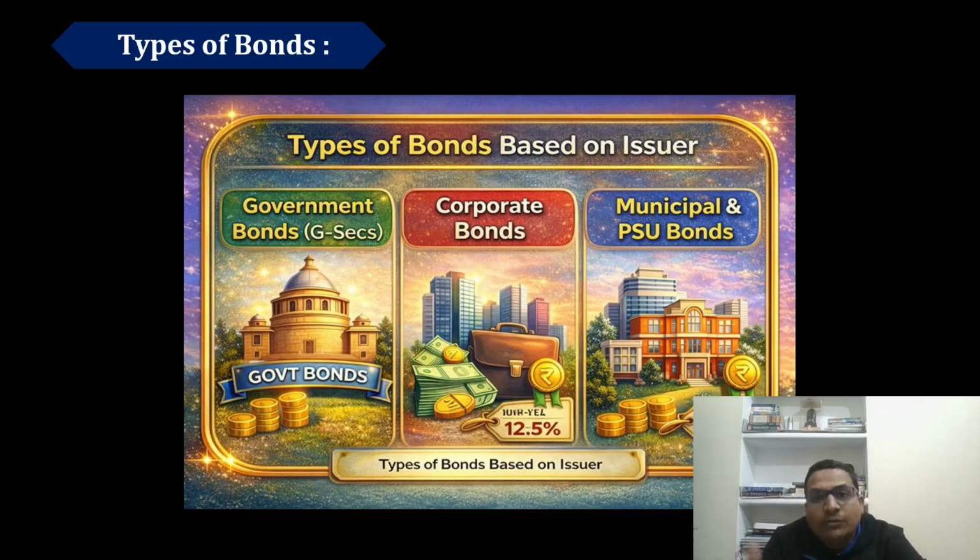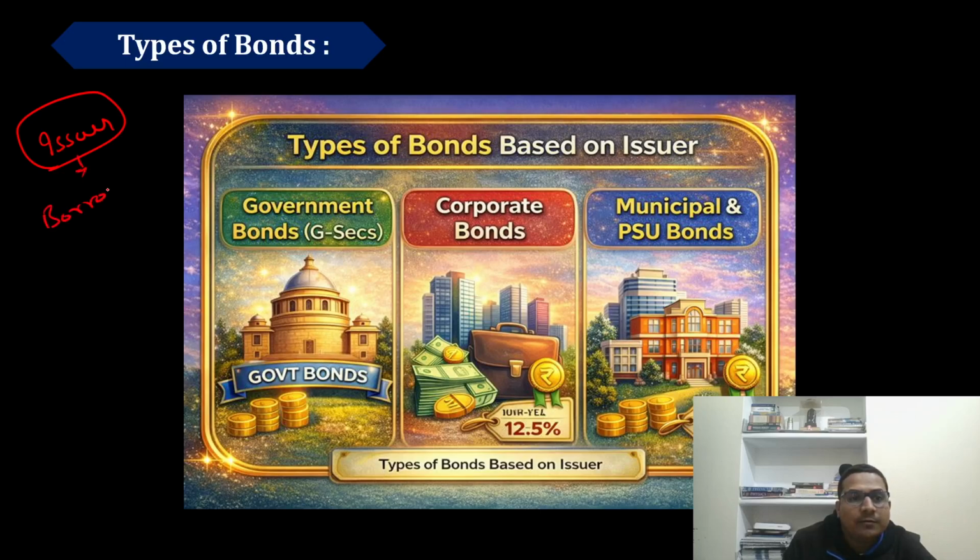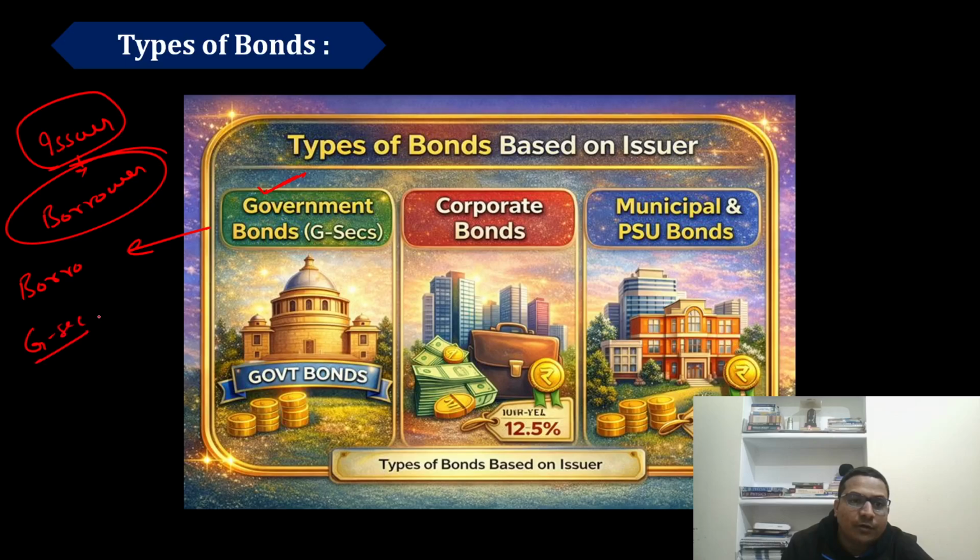Now, based on these, there are different types of bond based on the issuer. Issuer means who is asking, the borrower. Who is actually borrowing? If the government has issued a borrowing promise note or a bond, then it is called a government bond. And the government can issue two types of bond. One is GSEC, that is your long term bond, which has a maturity period of more than a year.